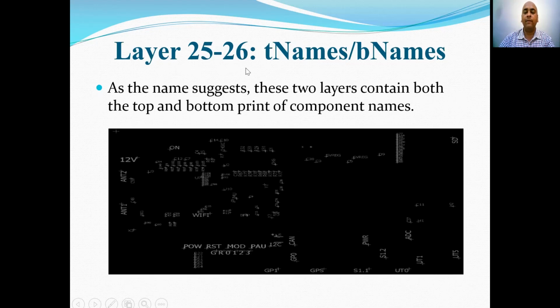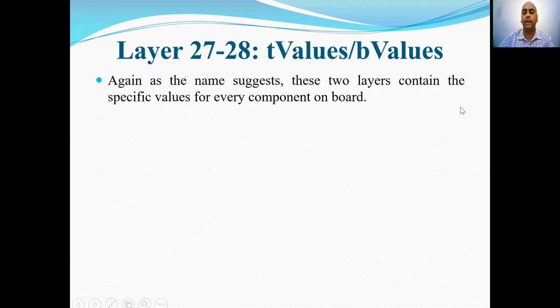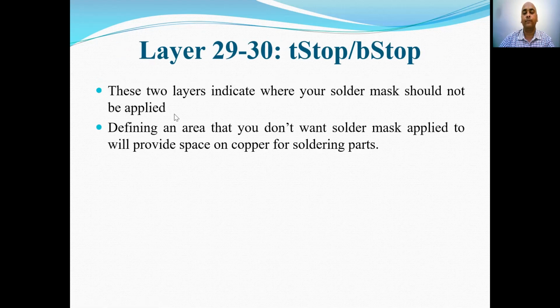Layer 25 and 26 are called top names and bottom names. As the name suggests, these two layers contain both the top and bottom print of component names. Layer 27 and 28 are called top values and bottom values. Again, as the name suggests, these two layers contain the specific value for every component on the board.